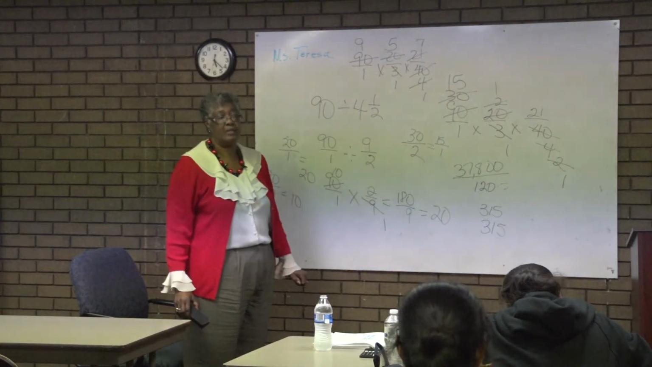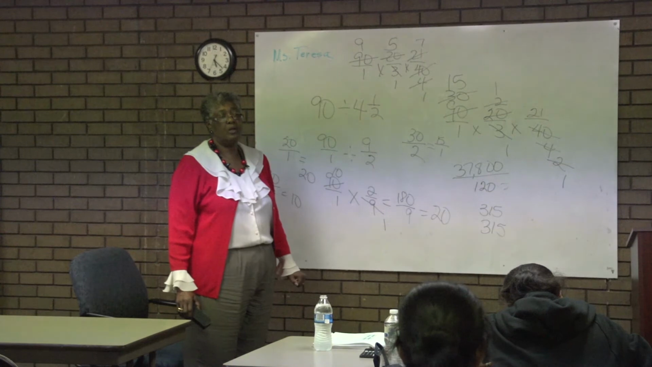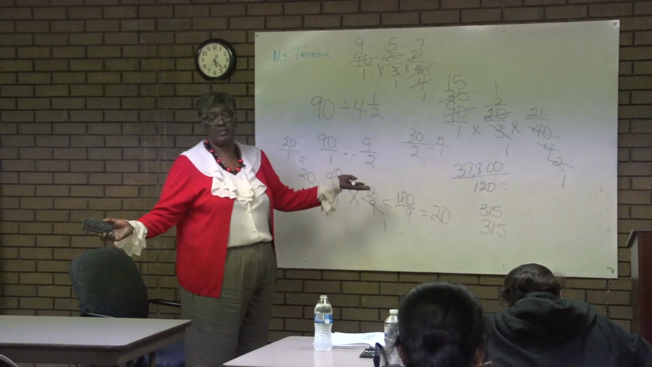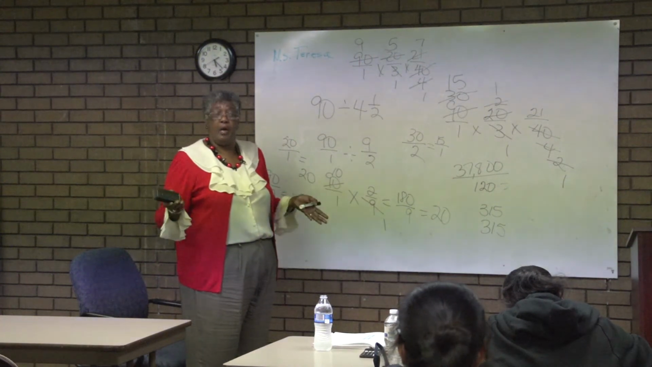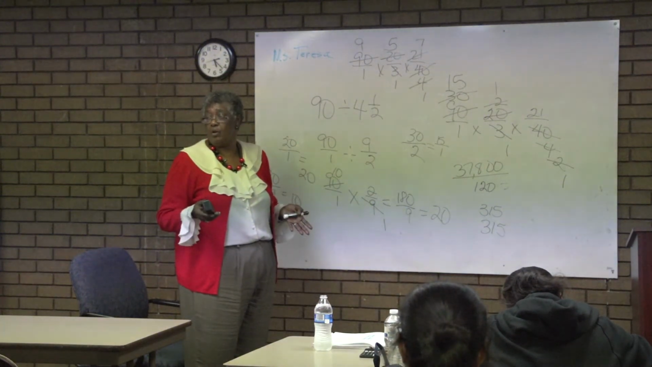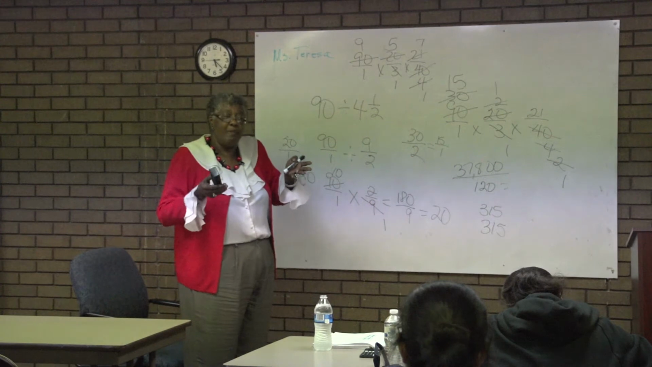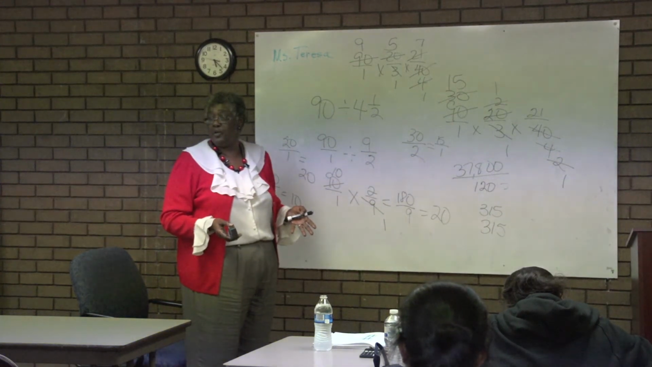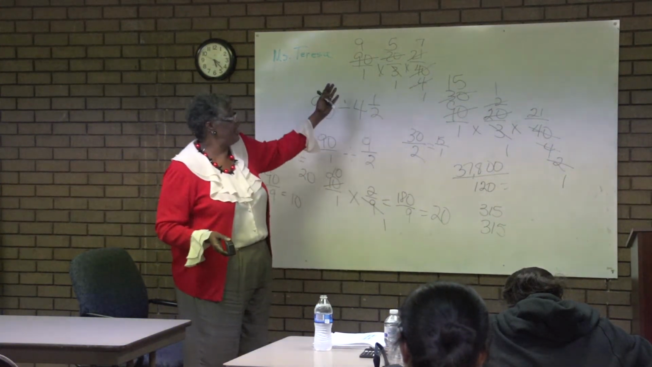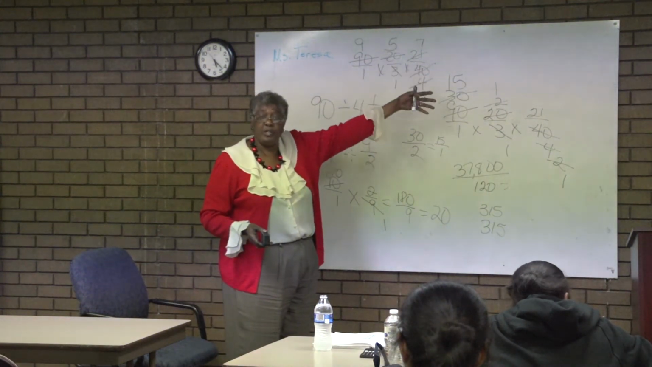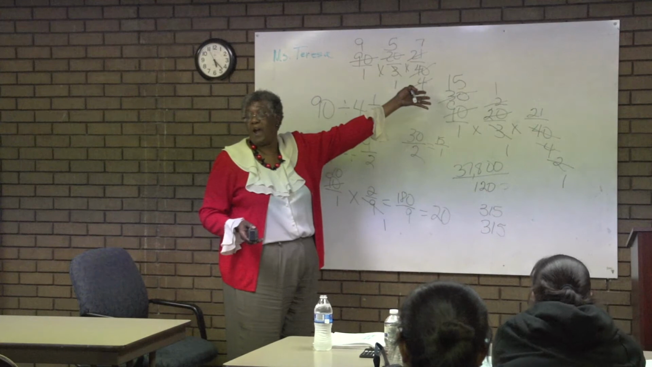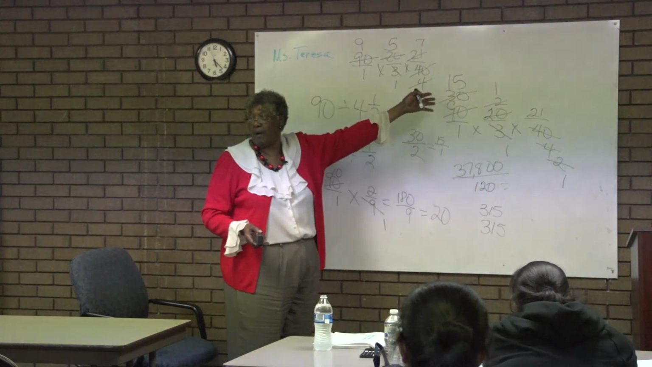So you can only cancel one at a time until you're out of numbers. Sometimes you can only cancel 2 numbers. Sometimes you can't cancel any. But you always look to cancel, because you're making your numbers smaller when you cancel. It makes it easier. So that when you get to the end, sometimes you don't have to do a whole lot to reduce, because you always have to reduce the fraction answer at the end of the problem.